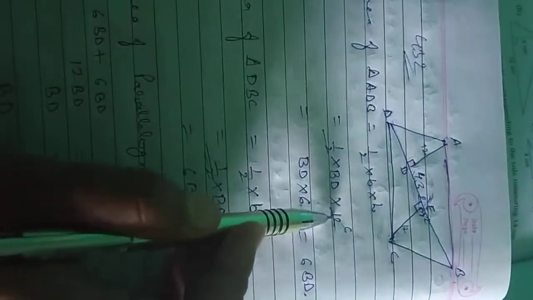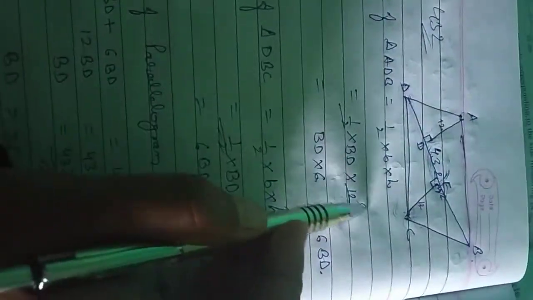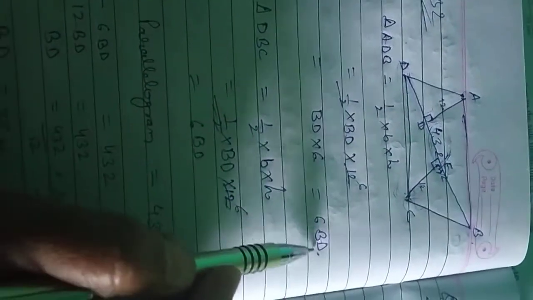So area of this triangle, first of all we will find out. Area of this triangle plus area of this triangle will be equal to area of this full parallelogram. So area of this triangle will be what? Half into base into height. Height is 12, base is BD, not given. So half into base into height, BD into height is 12. So BD into 6, just cancel out, 2 6 are 12. So 6 into BD, 6 BD.